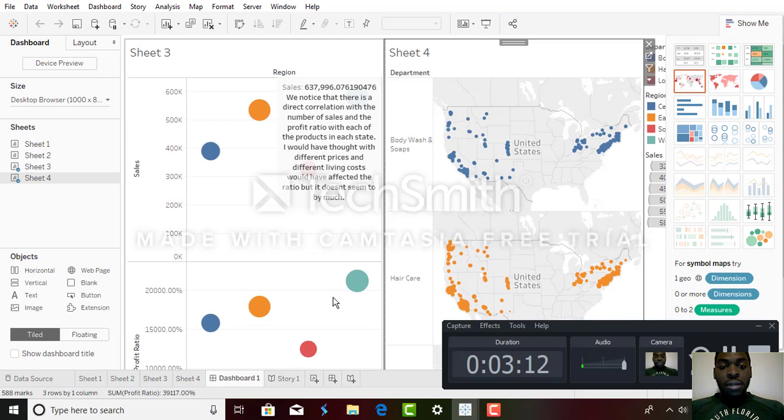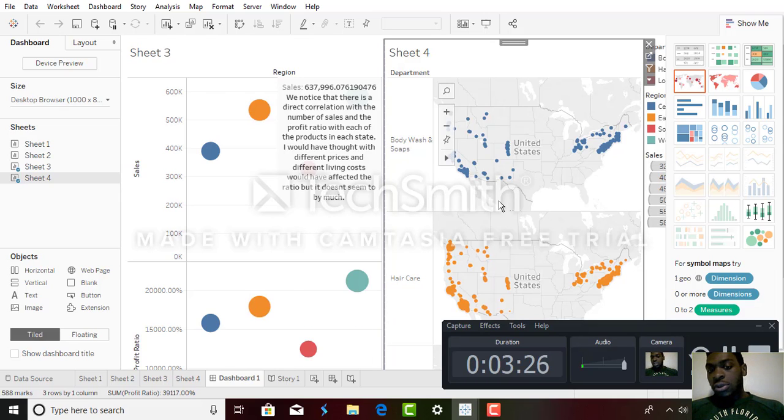Next, I'll be talking about my dashboard. I chose to put together the sales and correlation along with the map, just so you could basically see a kind of before and after effect. You look at the profits and ratios, and then you go back and you look at the maps.